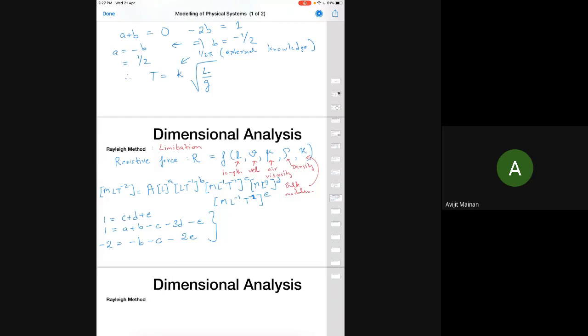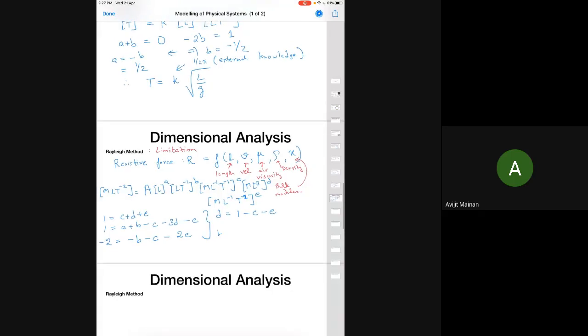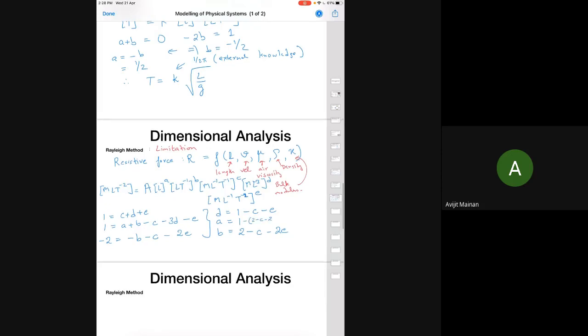So from the first equation, I have d is equal to 1 minus c minus e. Then from the second equation, we'll come back to that one because there I have a, b, and d. From the third equation, I can write b in terms of c and e. So b is equal to 2 minus c minus 2e. And putting b and d in the second equation, I can get a is equal to 1 minus b plus c plus e plus 3d.